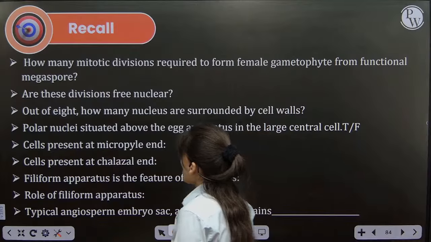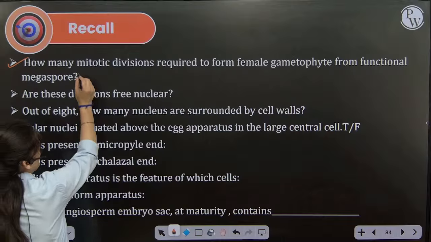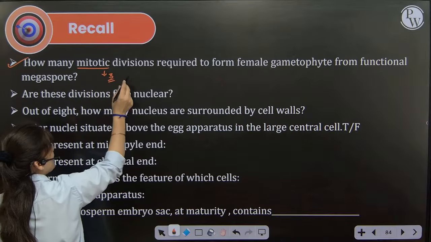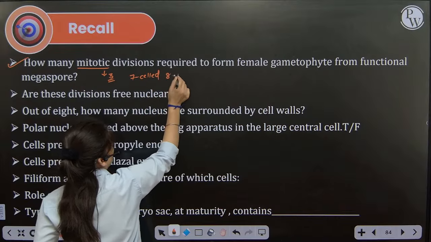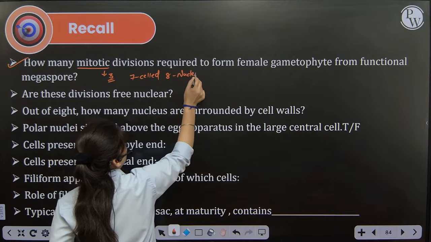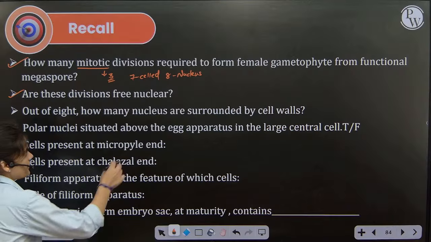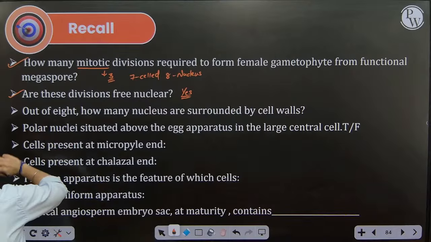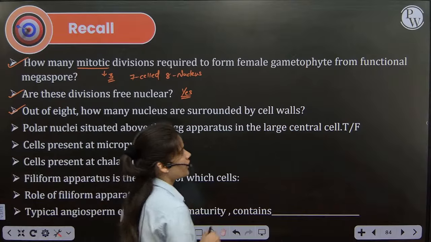Next. How many mitotic divisions are required to form female gametophyte from the functional megaspore? Three mitotic divisions. And how many cells and nuclei are there? 7 cells, 8 nuclei. Are these divisions free-nuclear? Yes, these divisions are free-nuclear. Cytokinesis is not immediately followed by karyokinesis. Out of 8, how many nuclei are surrounded by cell walls? Only 6.